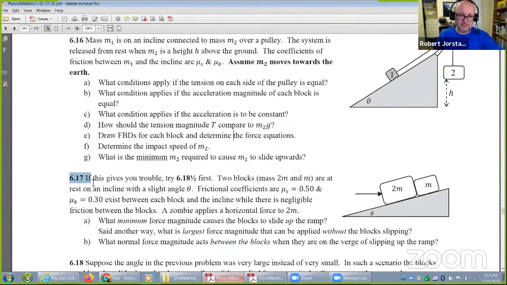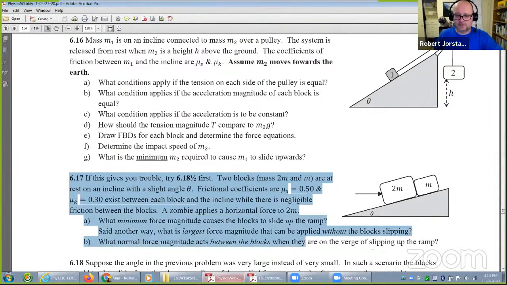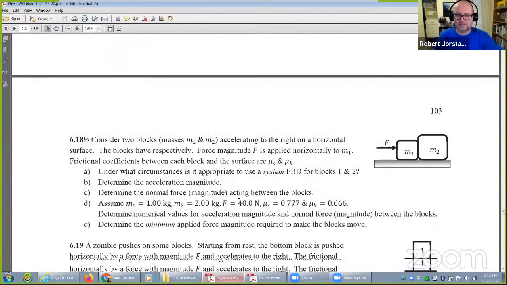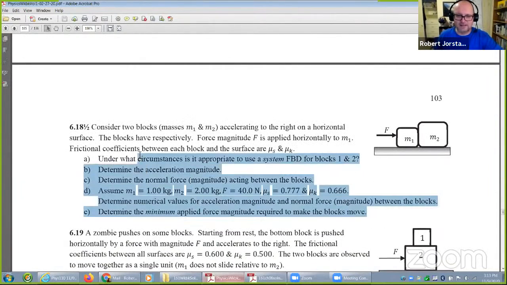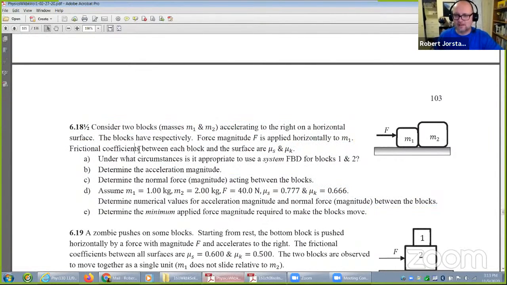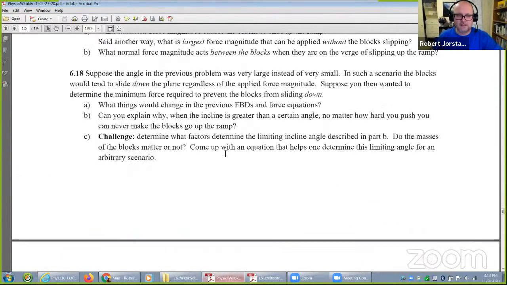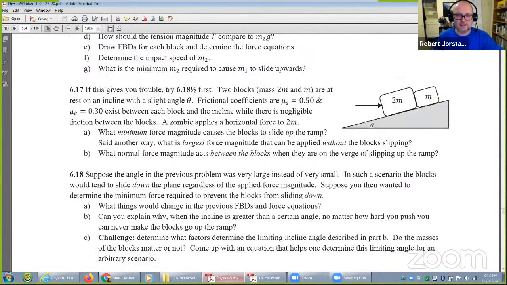6.17, if you think you know what you're doing, you could try this one. Now, if you're worried it's going to give you trouble, notice I say try this problem first. I don't know why I wrote it this way. I always do this one in class and just wrote it on the board, but it was never in the book. So I finally put it in the book. So this is probably easier than 6.17. Sorry about that. So you could try doing some of that stuff.